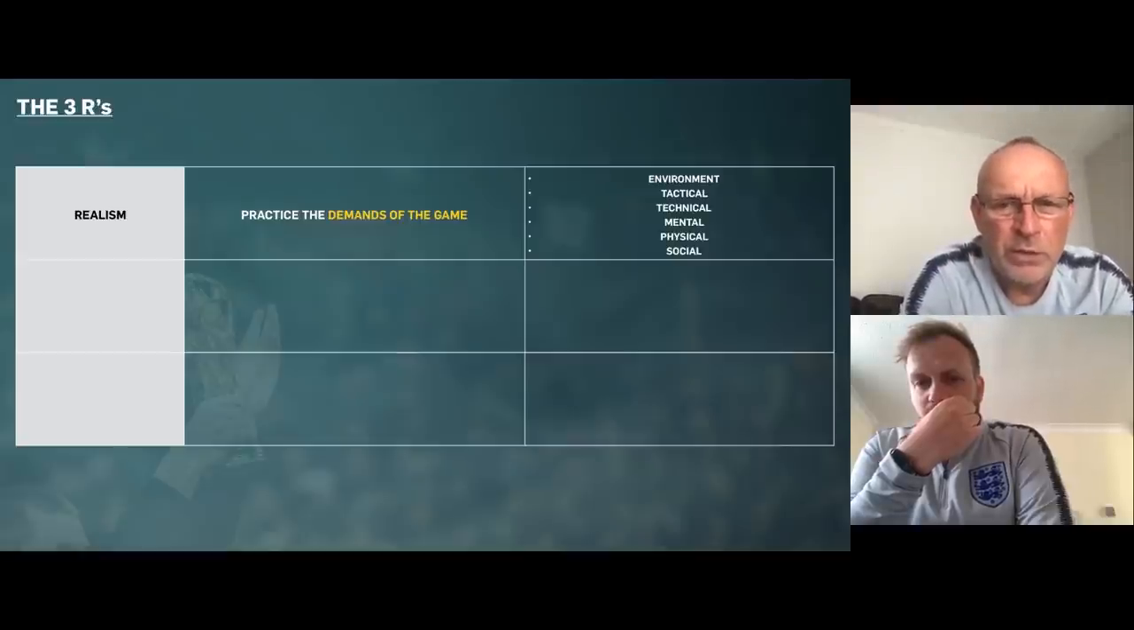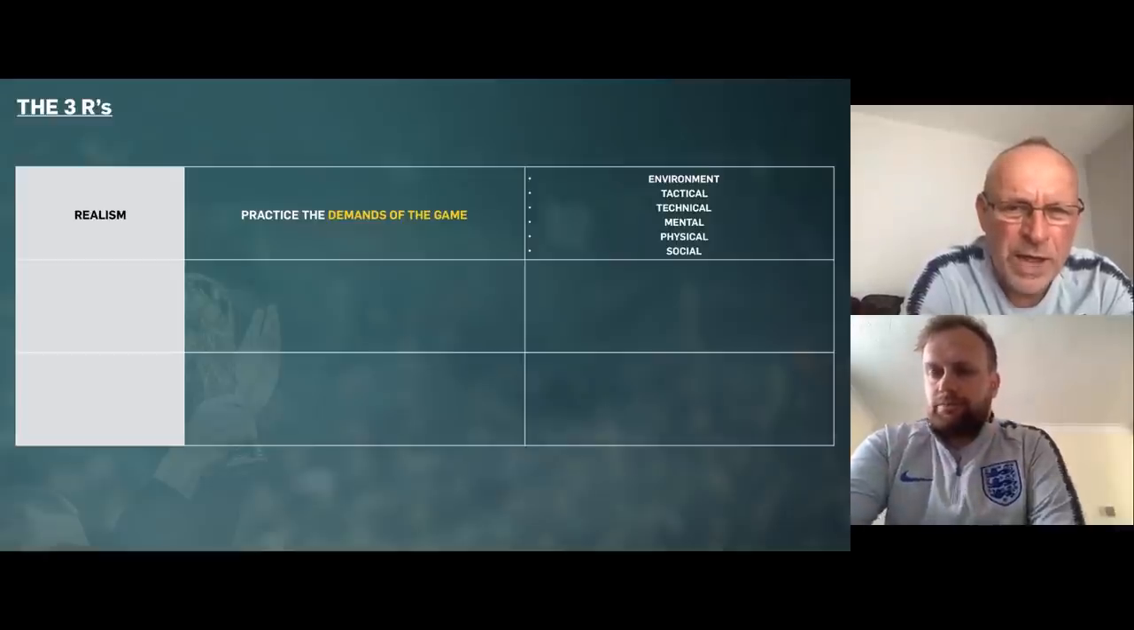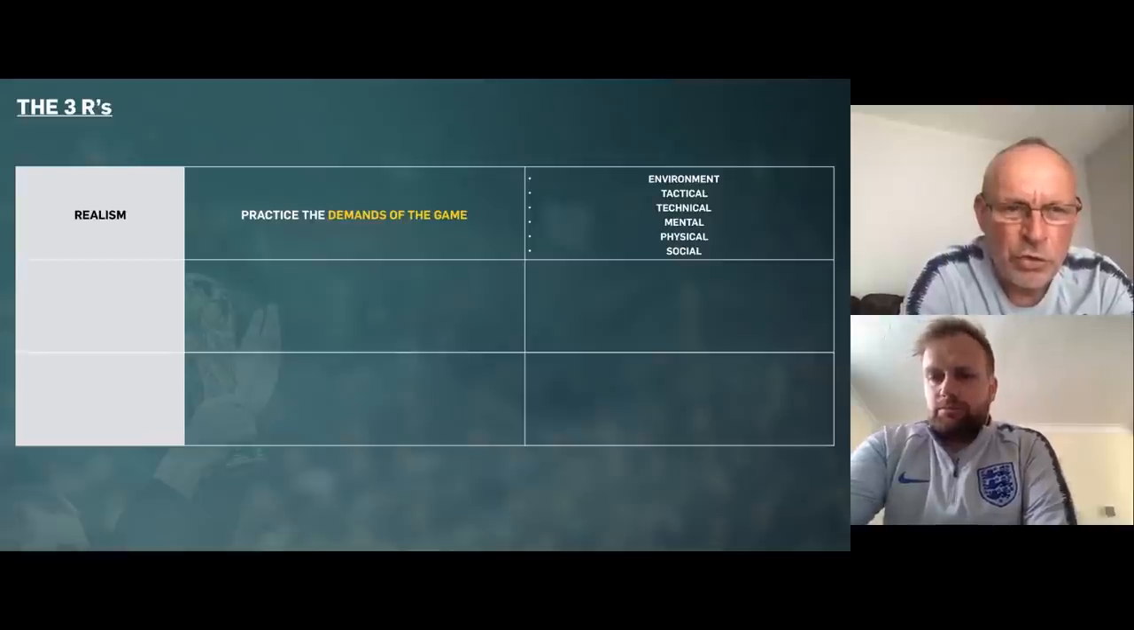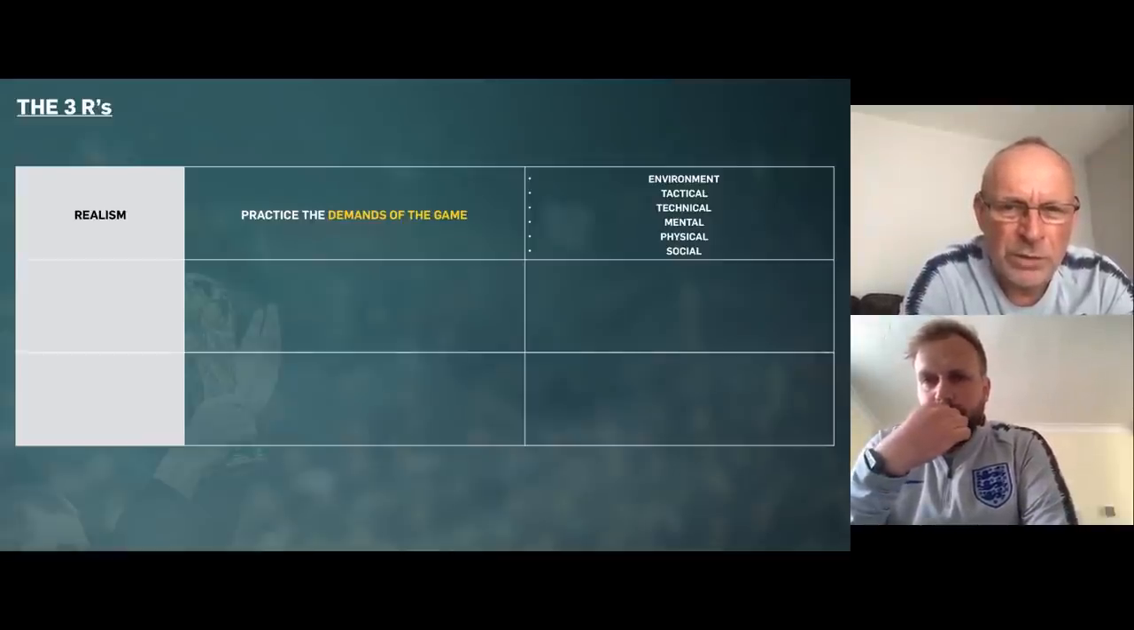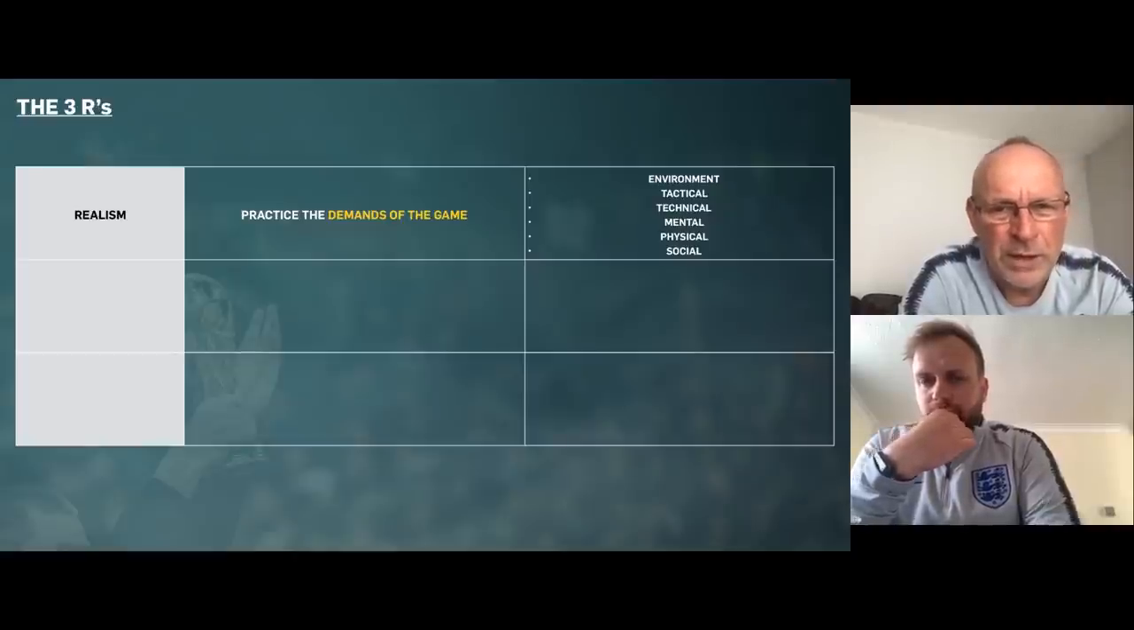If you're in grassroots, why are the kids there? Are they there to be with their mates? You have to maintain this. If they're in an academy, they're there for a purpose. They're there to get better. And so you have to drive that environment. The obvious ones are the tactical, technical, mental, physical, and social realisms.